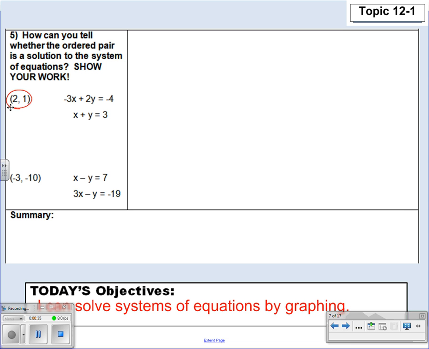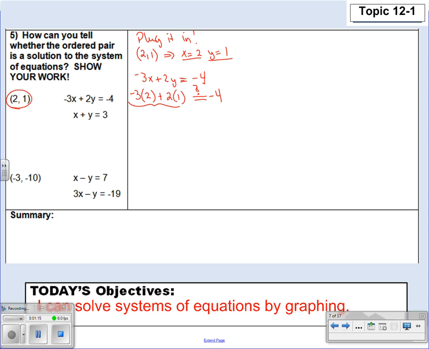So the way that we're going to do this is we're going to use the point and plug it in. So our point that's given on our first set is 2, 1. This tells us that x is equal to 2 and y is equal to 1. So we start with our first equation, 3x plus 2y equals negative 4. We're going to plug in 2 for x and 1 for y and see if we come out with a true statement. So we get negative 3 times 2 plus 2 times 1. And the question is, does that come out to be negative 4?